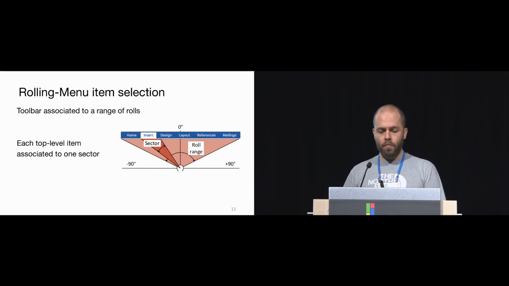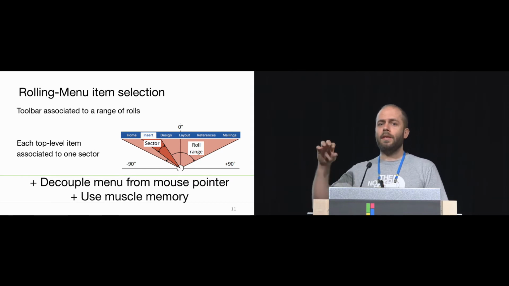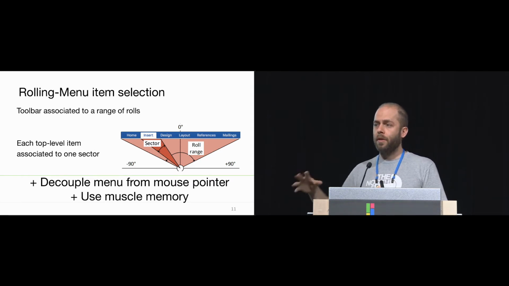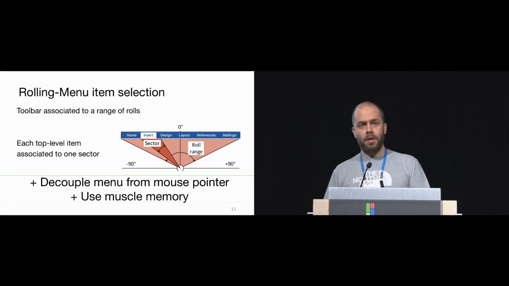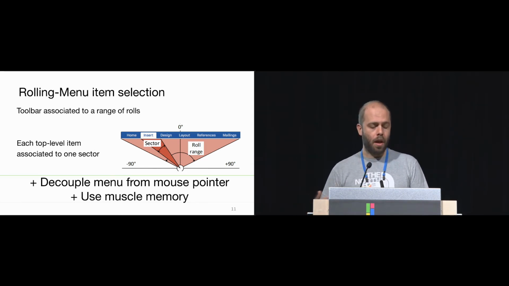So this has two major benefits. First is that we are decoupling the menu selection from the mouse pointer, which, as I said, is going to stay near the object of interest or near the task. And another advantage that we didn't really explore in this work is that it may also benefit from muscle memory, because we are always going to perform the same gesture to select the same item.